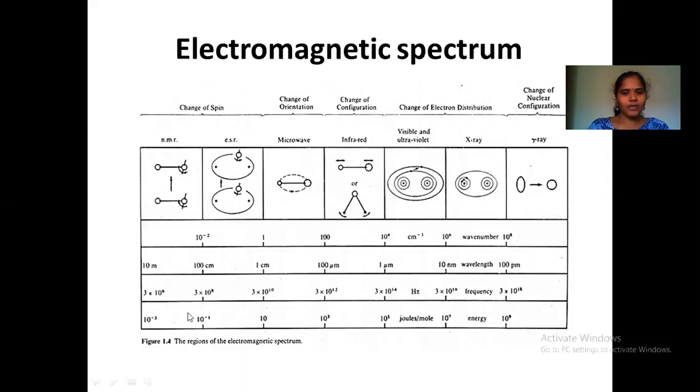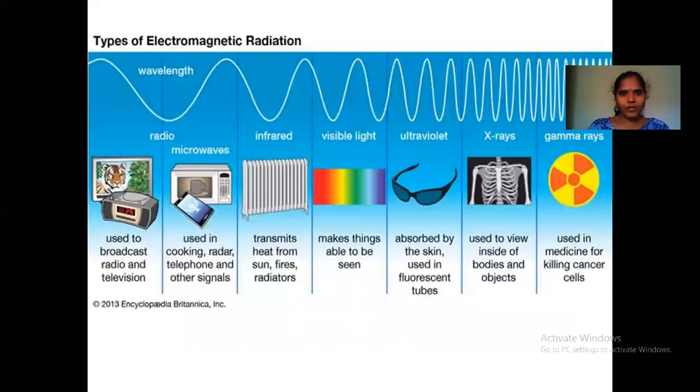And you can observe the energy is increasing from radio frequency to the gamma radiations, and the frequency is also increasing from the radio frequency to gamma rays, and the wavelength is decreasing from the radio frequency to the gamma rays, and wave number is also increasing from radio frequency to the gamma rays.